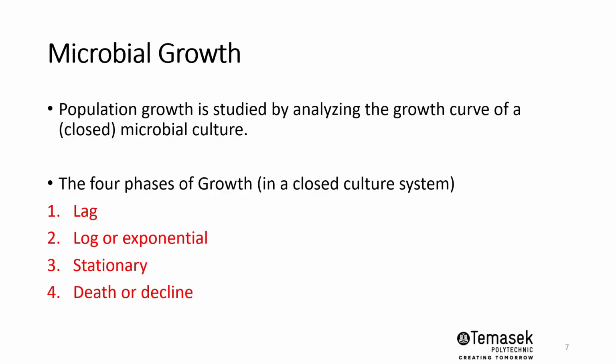In terms of microbial growth in a population, the population growth itself is studied by analyzing a growth curve of the closed microbial culture. So there are typically 4 phases of growth in a closed culture system: the lag phase, the log phase, also known as the exponential phase, the stationary phase, as well as the death or the decline phase. Let's look at how each of the phases can be seen individually.